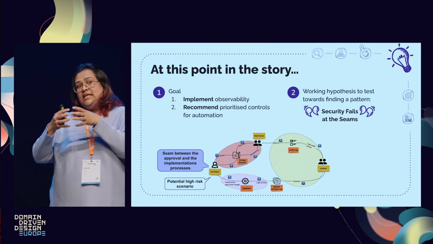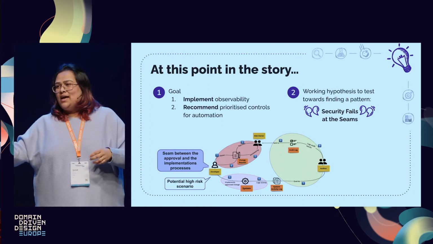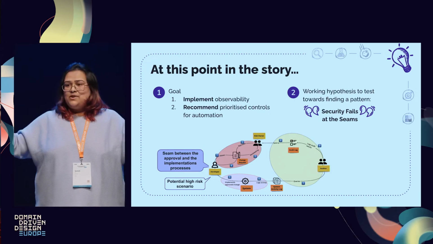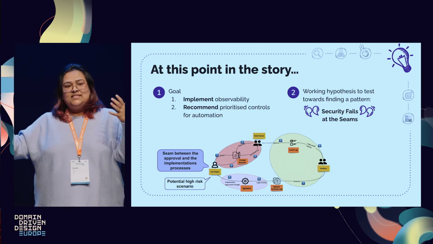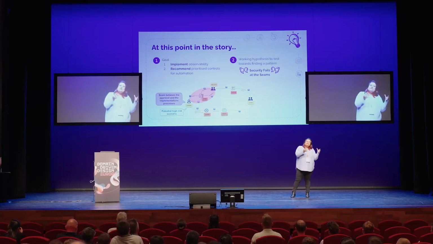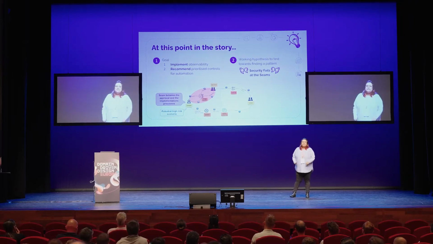We knew we needed a pattern, so we had what I'm going to call a working hypothesis, though realistically at this point it was more conjecture. But we had this hypothesis that said security fails at the seams, and we wanted to go hunting for those patterns. And of course, we had a view of process seams, which was our starting point.